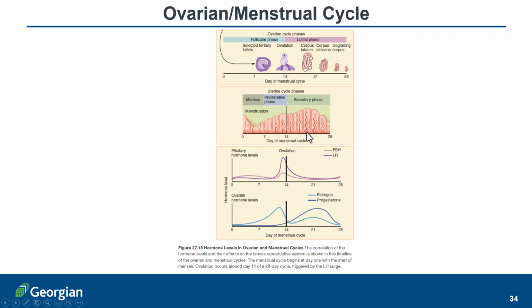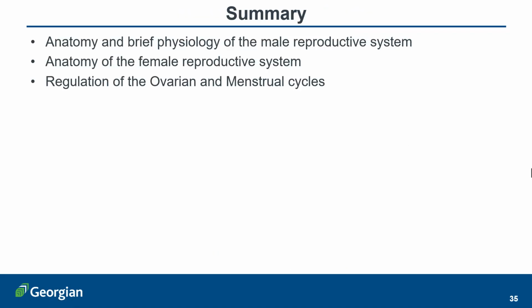The cycle continues. That brings us to the end of today's lesson. In summary, we looked at the anatomy and the brief physiology of the male reproductive system. We also did the anatomy of the female reproductive system, and we spent quite a bit of time looking at the overall physiology of both the ovarian and menstrual cycles, so please focus upon that.